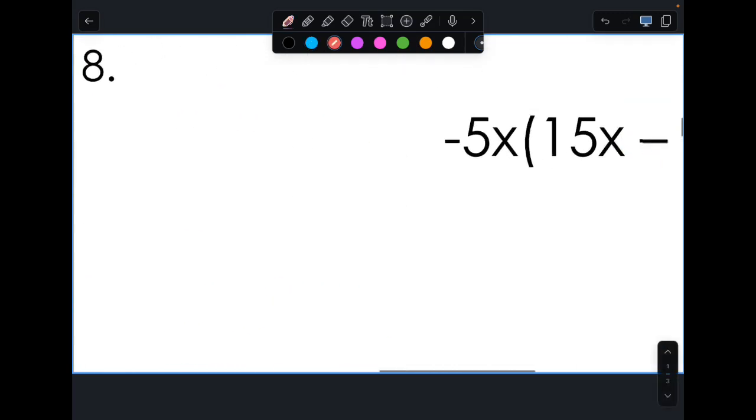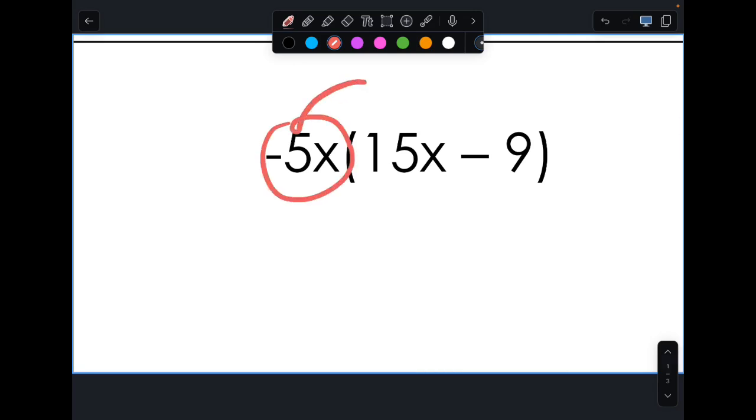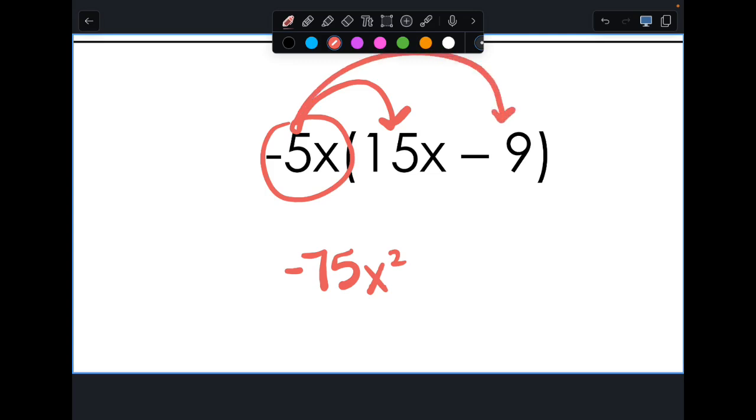Number 8. Negative 5 times 15? 75. x times x is? Okay. Negative 5 times 9 times negative 9? Positive 45. Bring down the x.